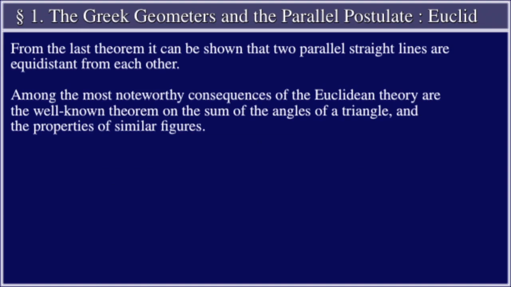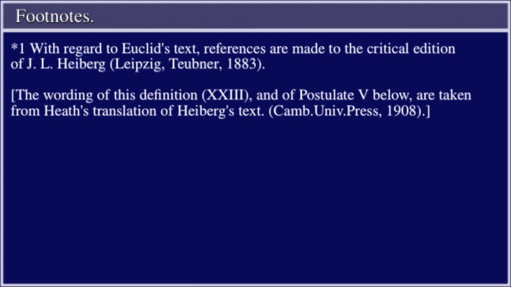From the last theorem, it can be shown that two parallel straight lines are equidistant from each other. Among the most noteworthy consequences of the Euclidean theory are the well-known theorem on the sum of the angles of a triangle and the properties of similar figures.